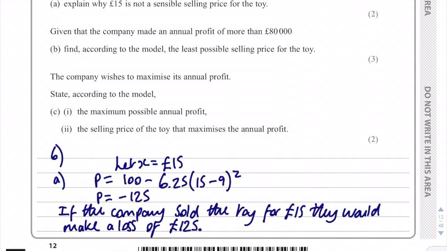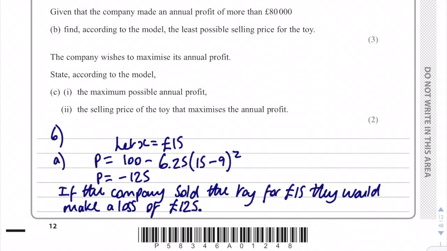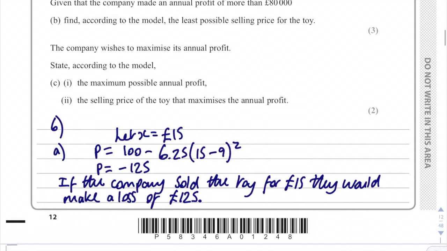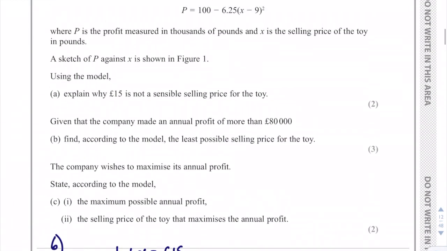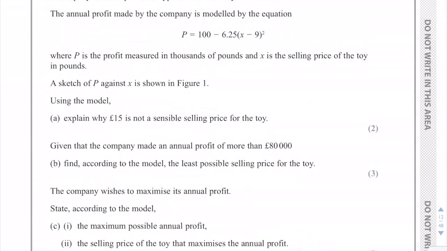That's part A. Part B says, given that the company made an annual profit of more than £80,000, find according to the model the least possible selling price for the toy. Right, so what we can do is we can take our equation for the profit, make it greater than 80,000, and then we can solve the inequality to work out our minimum price of x.